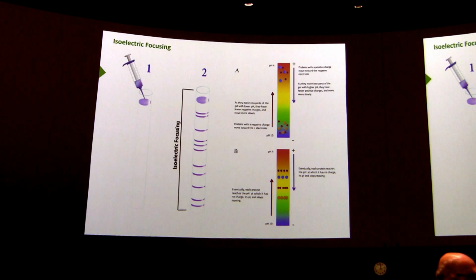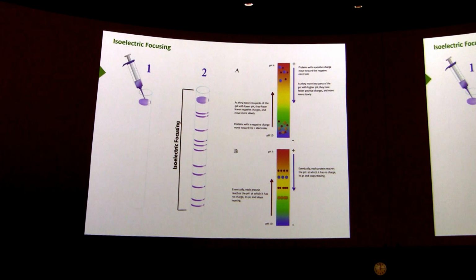Now, I apply my proteins in there and I turn on the current. What's going to happen to the proteins? I haven't treated them with SDS now. These are just native proteins, okay? Well, if a protein starts out with a positive charge, it's going to be attracted towards the negative electrode. And it's going to get to a point where the pH is going to cause it to have a charge of 0. And when it gets to that point, it's going to stop. Because at a charge of 0, there's no attraction for either of the electrodes.